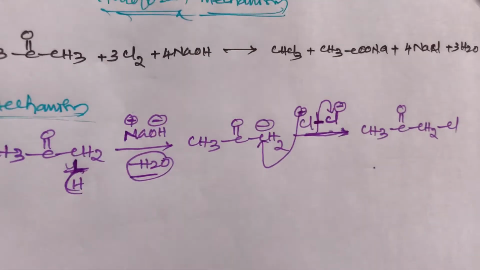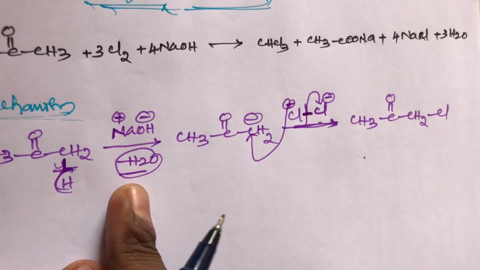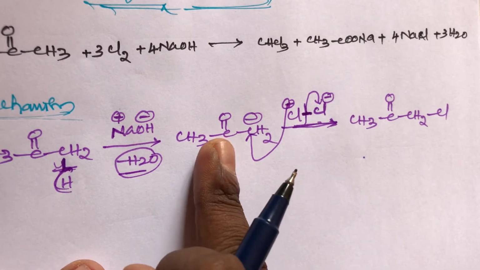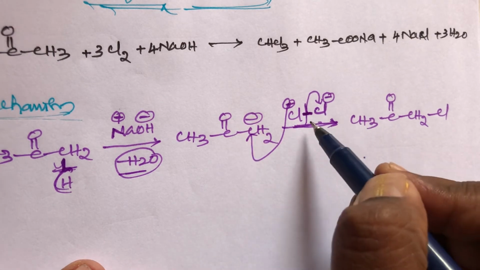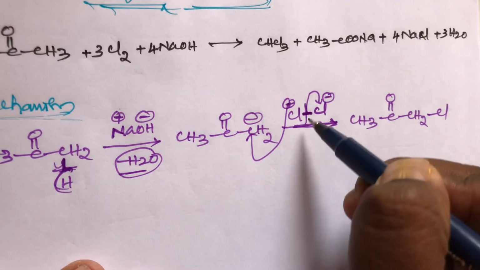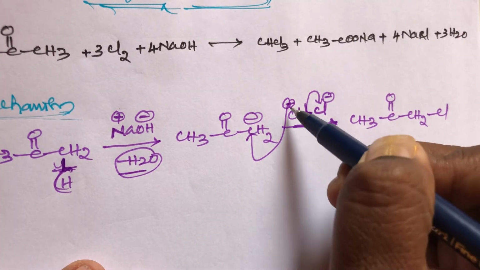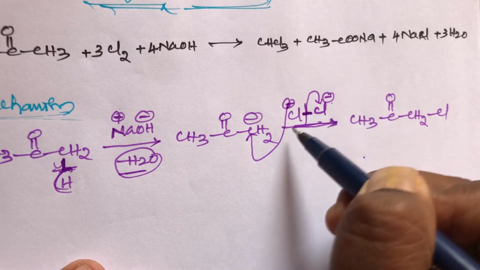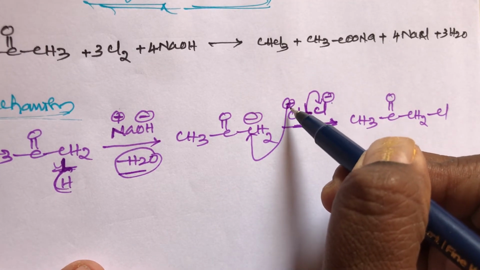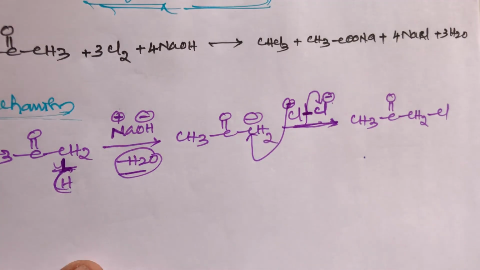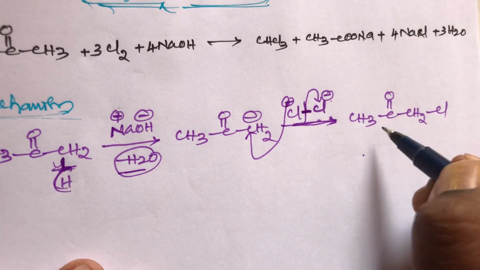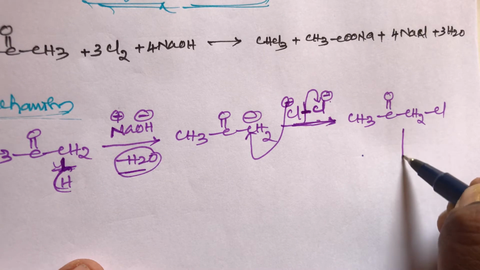Once again, student, in the first step NaOH is involved, water is eliminated, and we get CH3COCH2 minus. After that, take 1 mole of chlorine molecule. This chlorine molecule again undergoes bond dissociation, and we get one positive and one negative chlorine. This positive species, the positive chlorine ion, will attack the CH2 negative side. We get this product. Student, then after that, now what to do, student?